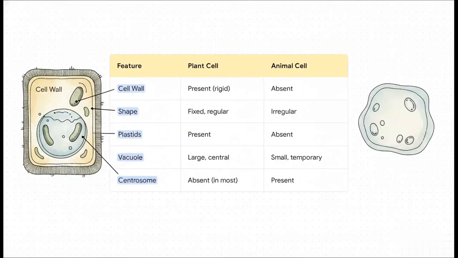So let's pull it all together in this summary table. This is basically the perfect answer for an exam. We've got the cell wall, present in plants, absent in animals. This leads to shape, fixed for plants, irregular for animals. We have plastids, the food makers, present in plants, absent in animals. Then the vacuole, huge in plants for support, tiny in animals. And finally, the centrosome for cell division, absent in most plants, but present in animals.